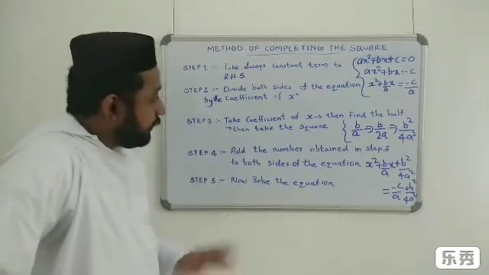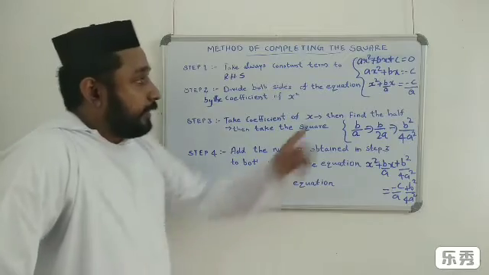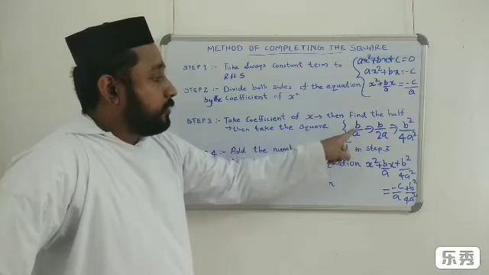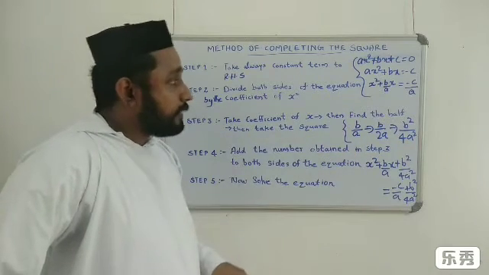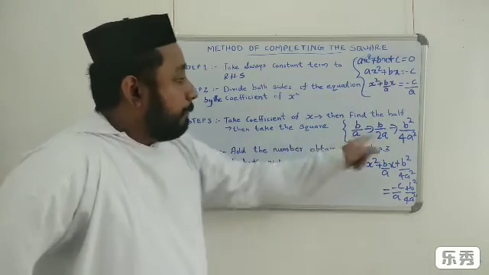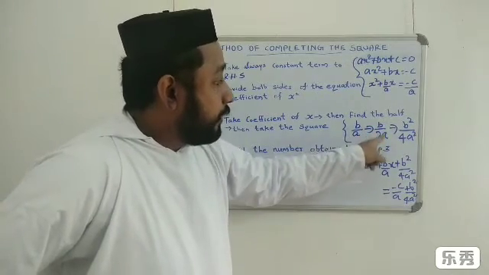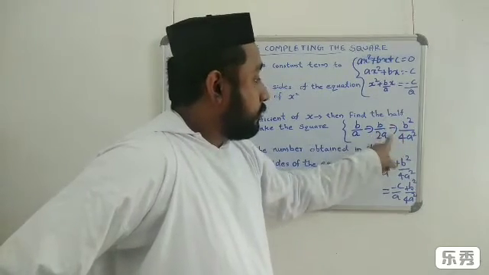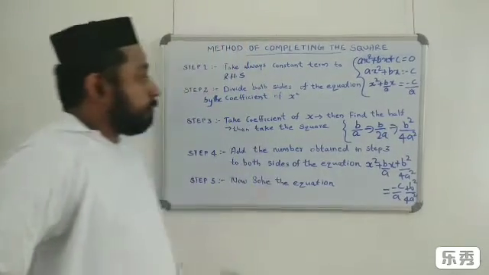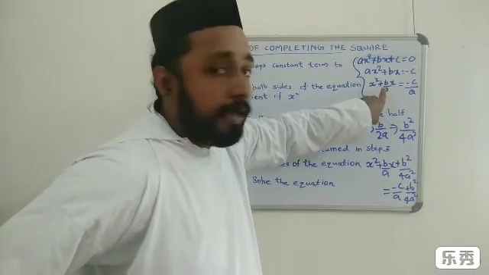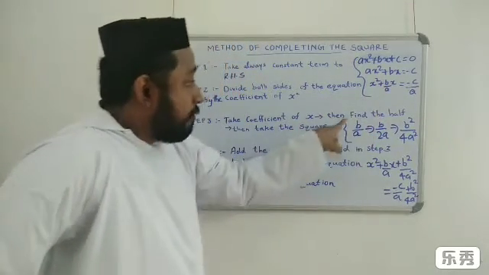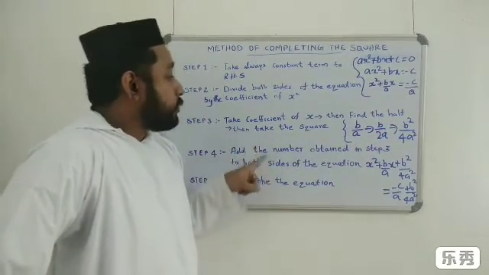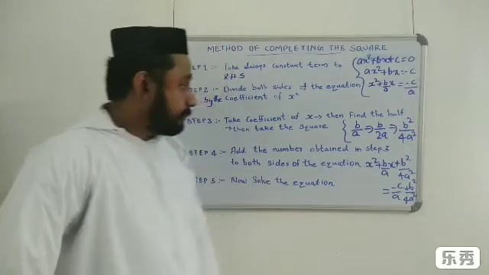Step 3 is to take the coefficient of x. Here the coefficient of x is b/a. Then find the half: half of b/a is b/2a. Then take the square: the square of b/2a is b²/4a². So the third step is to take the coefficient of x, which is b/a, find its half, b/2a, and then take the square, which gives b²/4a².